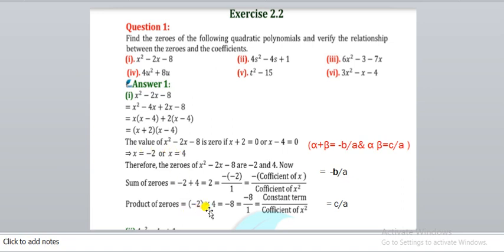Now second relation, product of zeros, here minus 2 into 4. Alpha into beta, so minus 2 into 4 we get minus 8. Now let us see the RHS, that is c upon a. C is the constant term here, minus 8. Minus 8 upon a, coefficient of x square, that is 1, so minus 8. Again we will get LHS equal to RHS, so relationship verified.